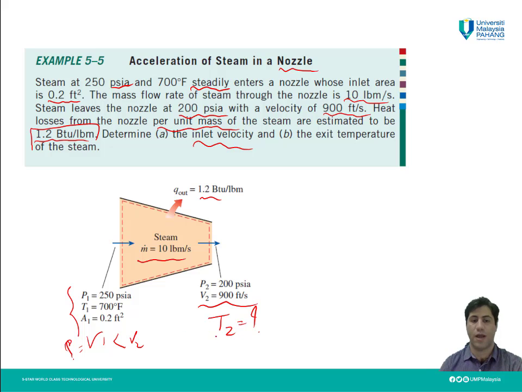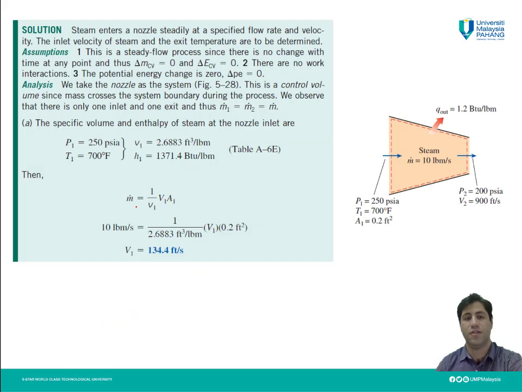This is the information which we have, and what we are looking for are V1 and T2. Let's see, first of all, what should be our assumptions for this problem. We have a steady flow process, then delta m_CV and delta E_CV, the change in the mass of the control volume, is zero, and also the change in the energy of the control volume is zero because we have a steady flow. And there are no work interactions.